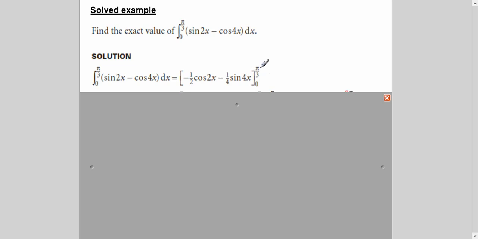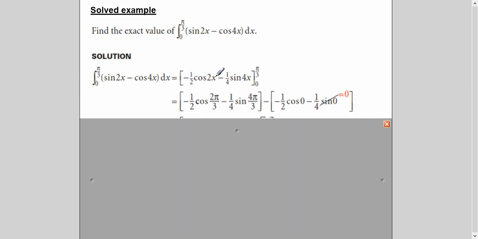Now in place of x, you will write pi over 3 here and then minus 0 here. Usually students think that when it is 0, it will be 0. But remember, cos 0 is not 0. Cos 0 is 1. So be very careful about this. Actually, students are used to polynomial functions, and they think whenever x is replaced by 0, the answer is 0. It is not.